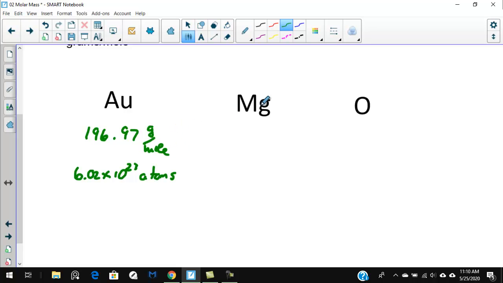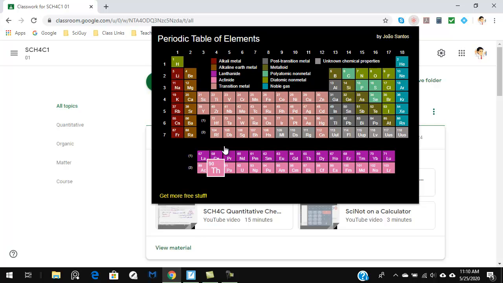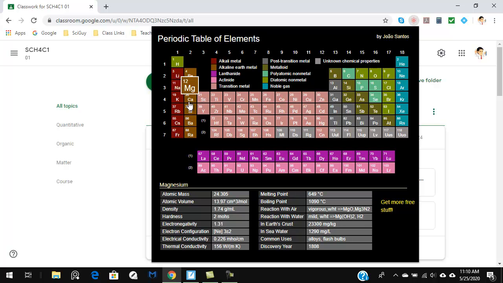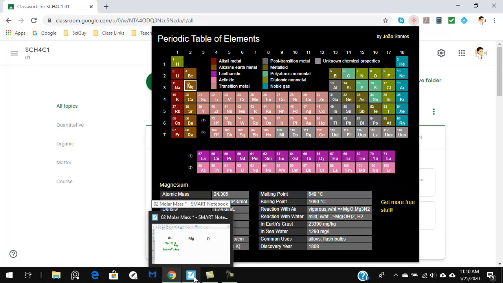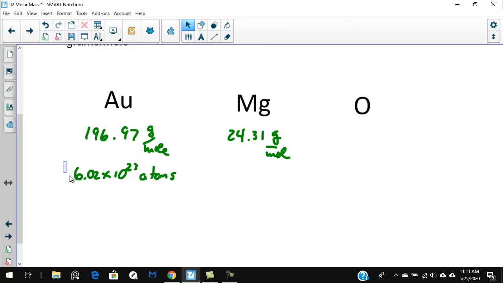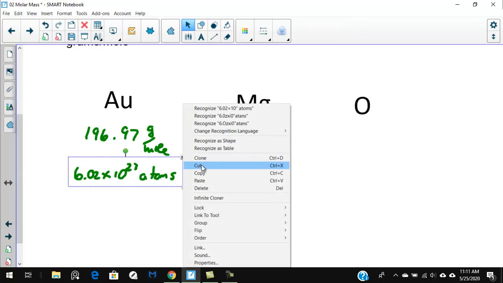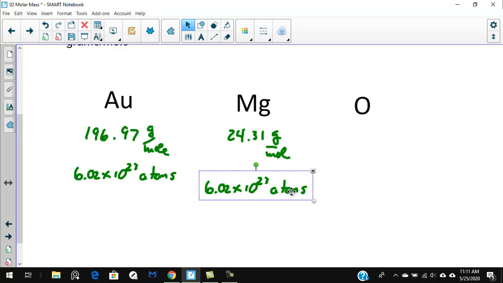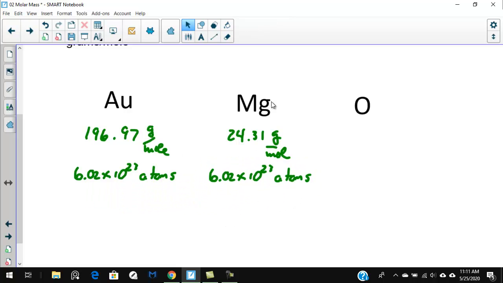And let's take another look at another one, magnesium. So again, if we go to our periodic table, magnesium is over here in the second group, and its atomic mass is 24.31. Again, I'm just rounding off to 2 because I think your table that you have at home probably rounds things off to 2. So 24.31 grams per mole. Okay, and same thing. That's 6.02 times 10 to the 23rd atoms of magnesium, would have a mass of 24.31.